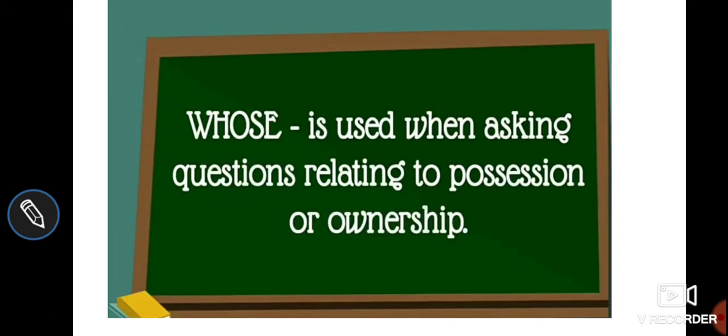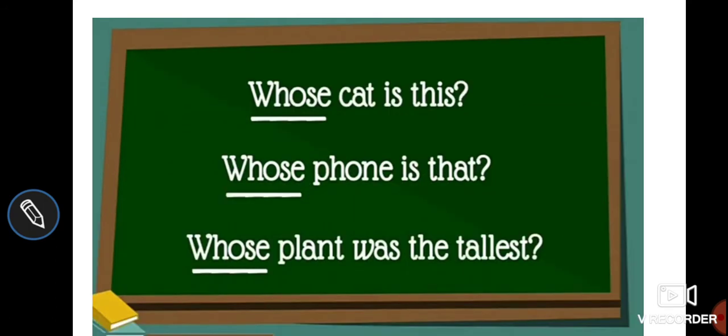Next is whose. Now whose is used when asking questions relating to possession or ownership. Possession or ownership means to whom something belongs. Who is the owner of something? Or to whom does it belong? Whose cat is this? Whose phone is that? Whose plant was the tallest? Now when you use the word whose as an interrogation, it gives answers for to whom something belongs or who is the owner of something. Am I correct?